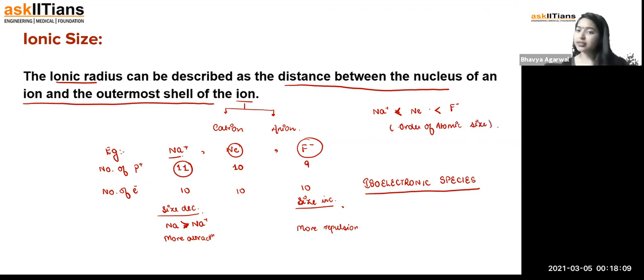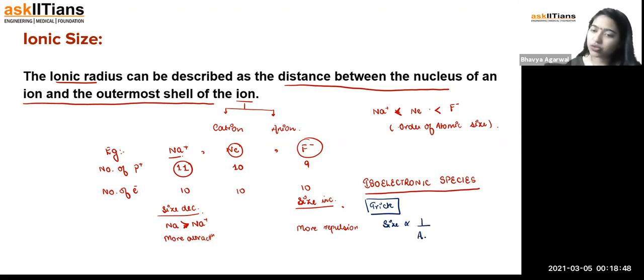Okay, in case of ions or in case of isoelectronic species, right? So this is the explanation of why this particular order which I have given is the correct order. What is the reason behind this order? Now what we are going to do is understand a simple trick here. A very simple trick. If you talk about the isoelectronic species, the trick is very simple: the radius or the size of the isoelectronic species is inversely proportional to their atomic number.